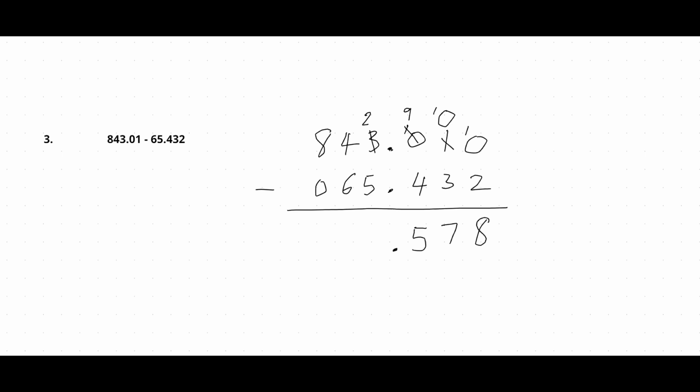Can we subtract 5 from 2? No. So we need to borrow from the 4, which will leave 3. And then we bring across the 1. Now 5 from 12, that will leave 7.